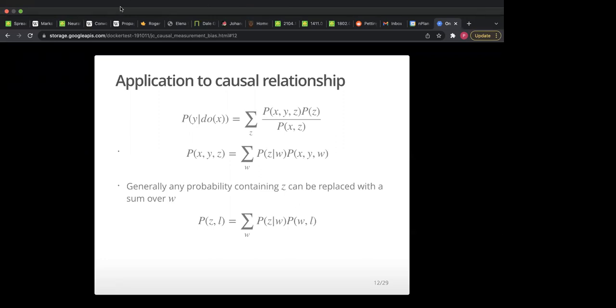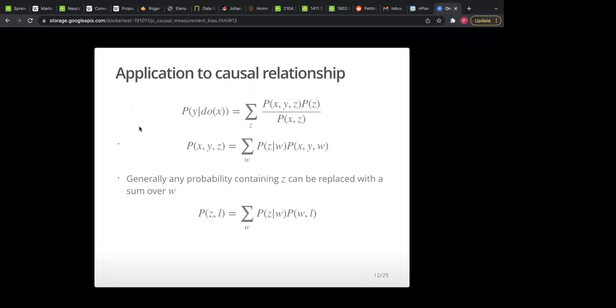Hi, Arvid. It's John here. Hi, John. Yeah, just quickly to go back to that point about inverting PZ given W to PW given Z, or vice versa. I mean, you can do that if the priors are uniform. Yes.